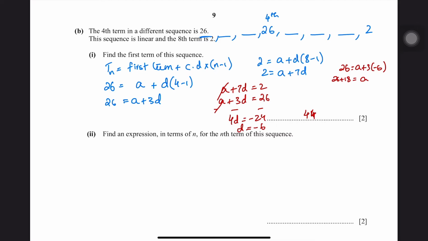Then it says also find the expression for the nth term of this sequence. So the nth term is then easy. I know that the first term is 44. I still don't know the common difference, but I have found it out. Minus 6 times n minus 1. So 44 minus 6n plus 6. So there are various ways to do this question. You can choose your own method.